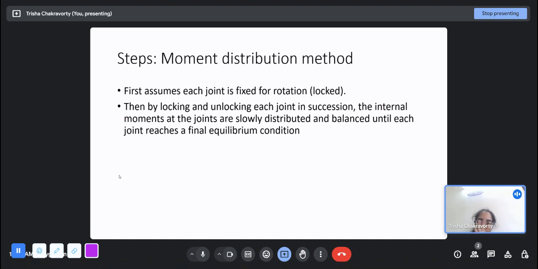There can be no rotation. It is completely fixed moment-wise. Then, by locking and unlocking each joint in succession, the internal moments at the joints are slowly distributed and balanced until each joint reaches a final equilibrium condition.